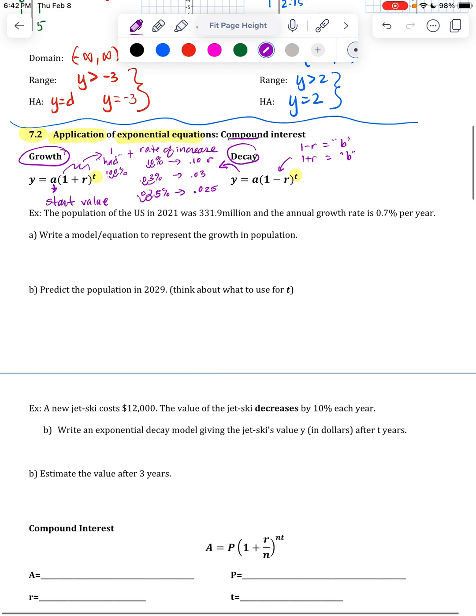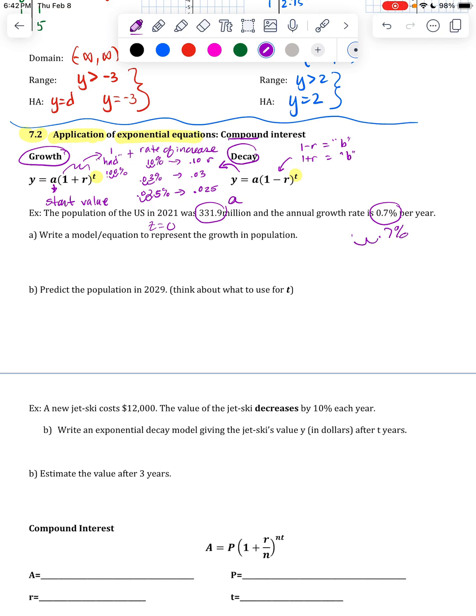So, population of the U.S. in 2021 was 331.9 million. That's going to be my starting amount. Keeping in mind that I'm starting in 2021, so that's time 0. Annual growth rate is 0.7%. So this is a good example. That's a percent, so I still have to scoot it over 2. So my r is actually going to be 0.007 when I go to do the problem, because that was given as a percent, meaning out of 100.